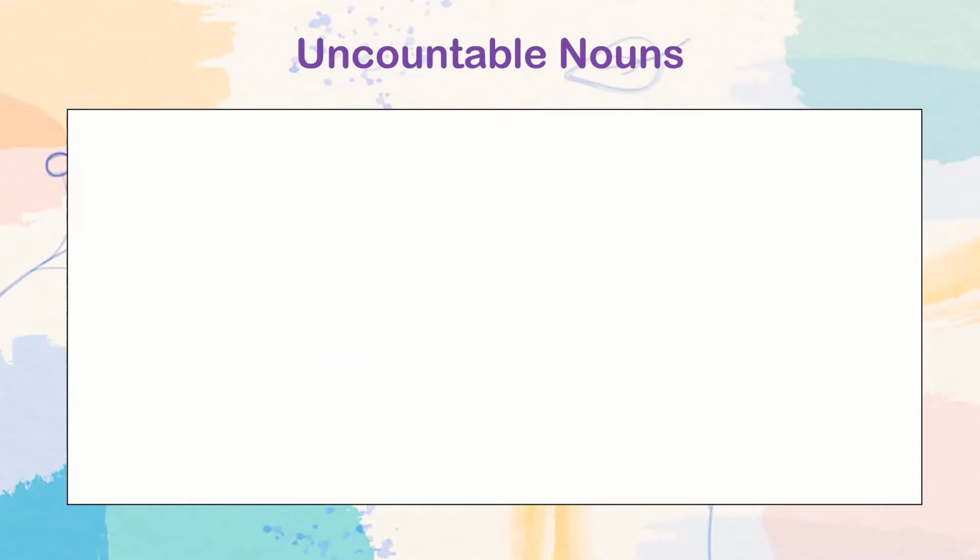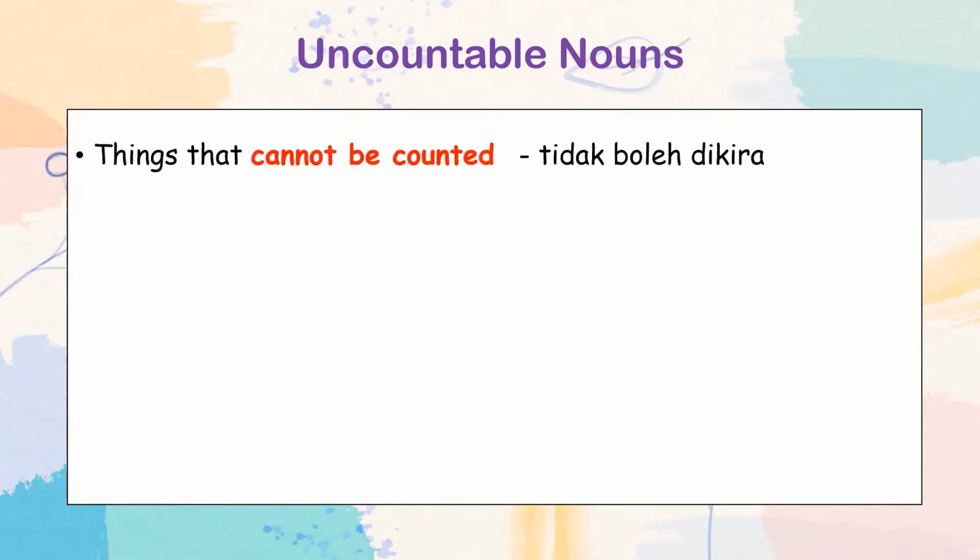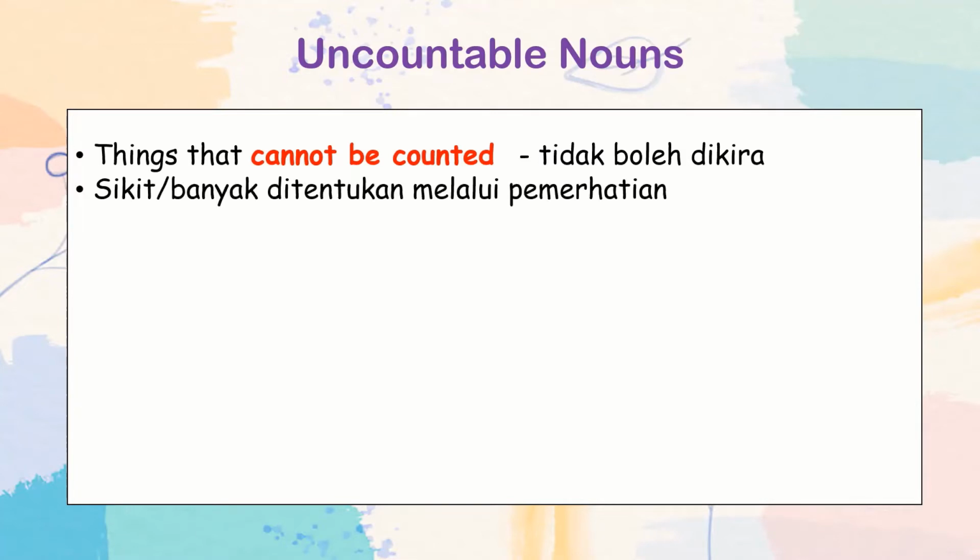Uncountable nouns. Uncountable means tidak boleh dikira. So things that cannot be counted, tidak boleh dikira. Okay, sikit dan banyak ditentukan melalui pemerhatian. For example, like salt or sugar, okay, gula atau garam. So kita tak boleh kira 1 gula, 2 gula, 3 gula.